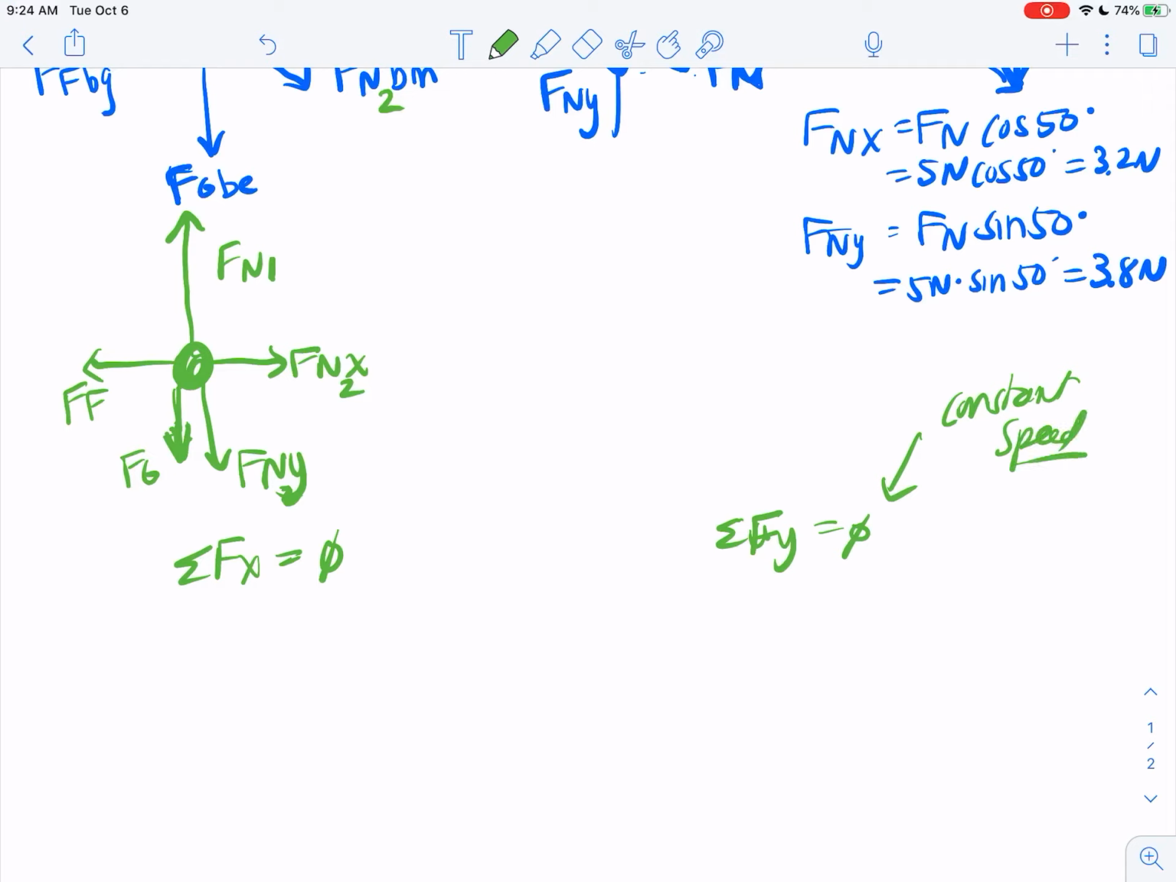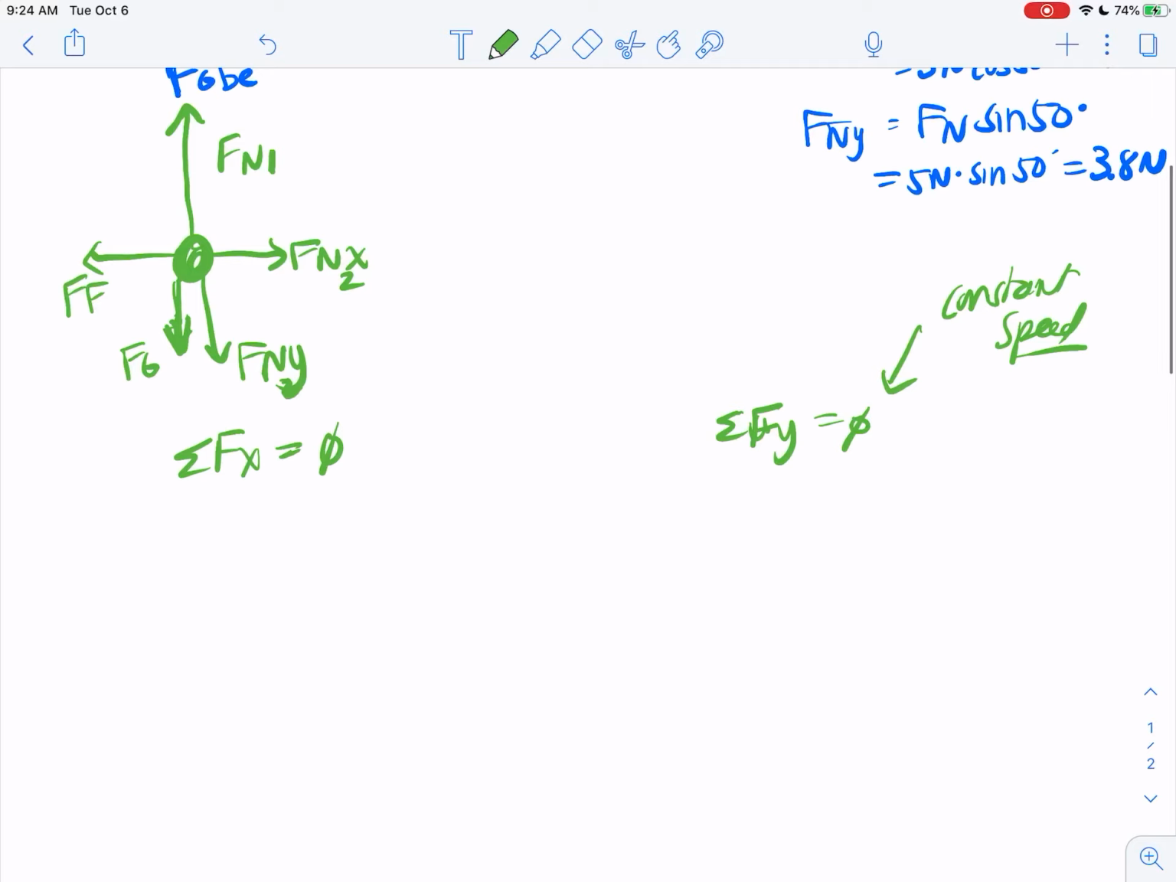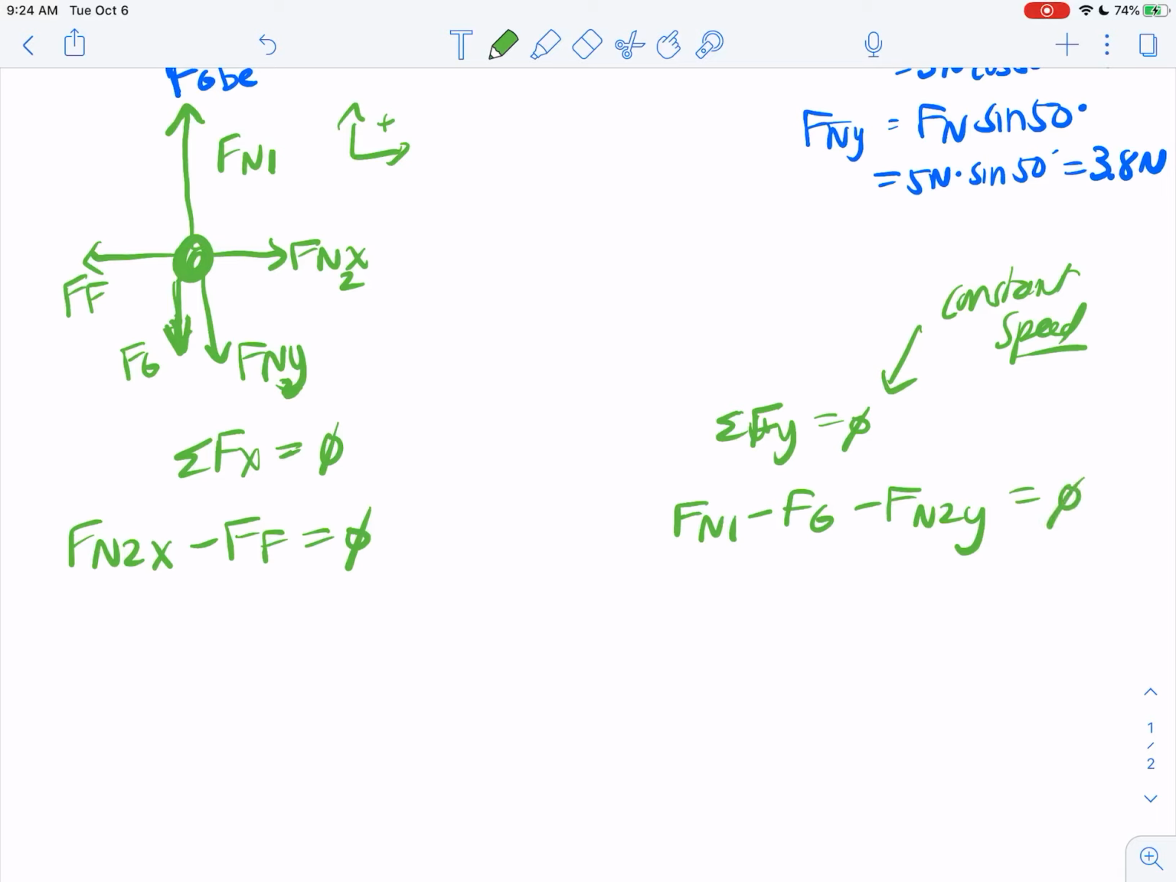That's it, okay? Notice I don't even care what I'm solving for yet, right? It doesn't even matter what the actual question is. You're still going to go through this entire process every time. It does not matter what the question is. I'll just worry about that later. So I said this way is positive, so I'm going to go Fn2x minus the force of friction equals 0. And then on this side, Fn1 is up minus Fg minus Fn2y equals 0. Notice I had minus, because both of those are facing down.